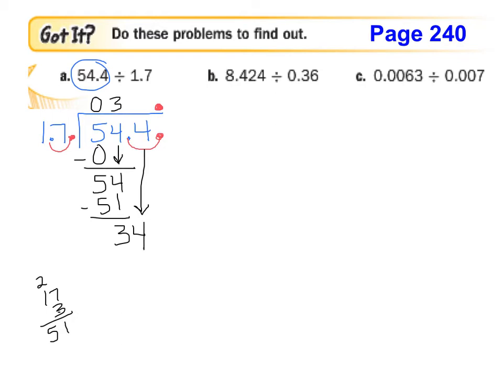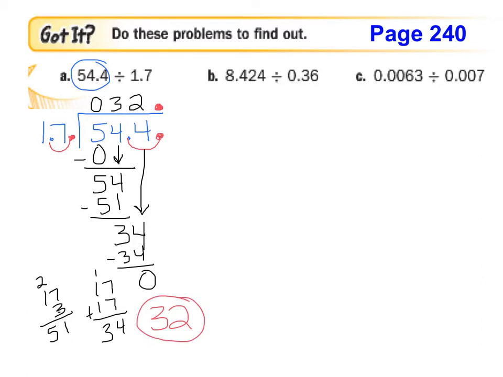Hey, this is looking good. I know that 17 plus 17, or 2 groups of 17, gives me 34. So that would be 2 groups of 17, makes 34. Subtract and I get a remainder of 0. And I've used all my numbers up here in my dividend, so I am done. So believe it or not, I started with 2 decimals and my answer is actually a whole number. My quotient is 32. And I can drop the decimal because it's sitting back here, and we usually don't keep the decimal if we get a whole number.